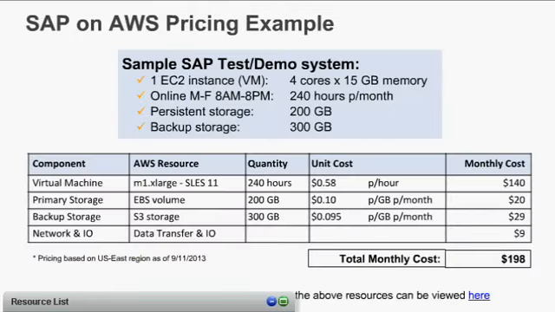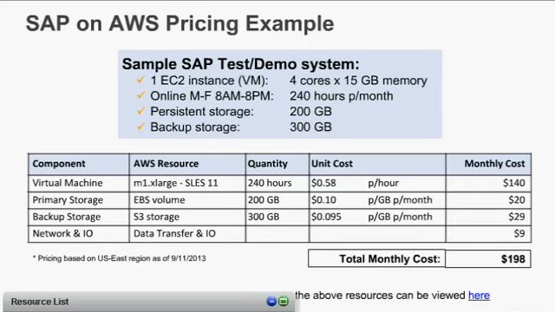Okay, so I wanted to throw in a quick pricing example. I actually ran through this with somebody at TechEd last week, and this is just a small SAP test development demo system. You can see here we've got 4 cores, 15 gigabytes of memory. When it's going to be online, 8 to 8, 240 hours a month. When you look at the various pieces of the cost here, and you can see the different AWS resources, whether it's from the compute, the storage, etc., the data transfer, the total monthly cost of this is just $198.